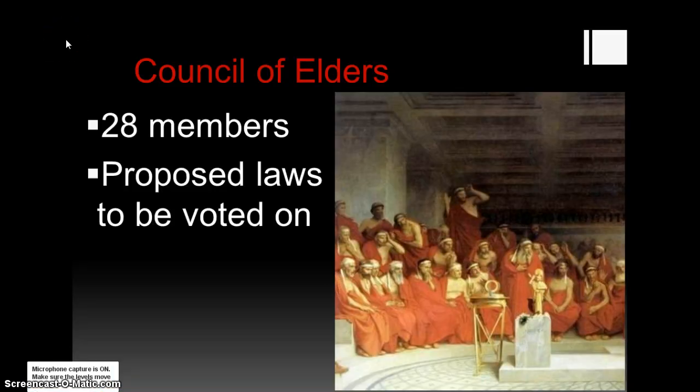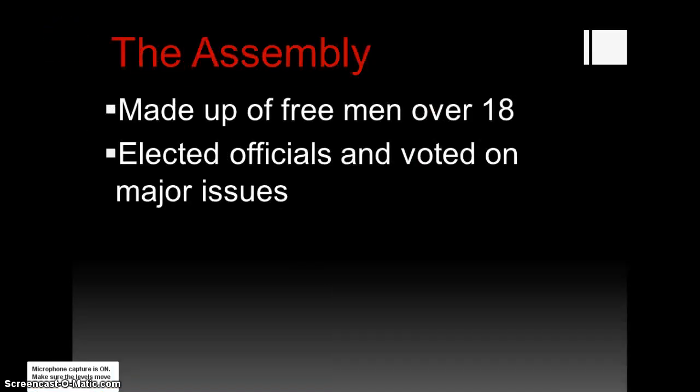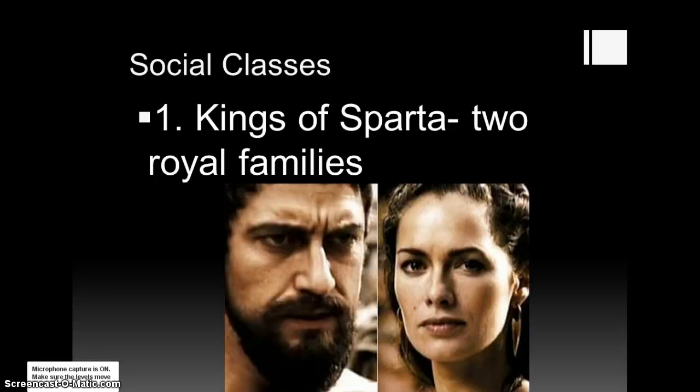So let's look at the assembly. The assembly is made up of free men over 18, so it's citizens, basically, and they vote on all the major issues that Sparta has. So it's very similar to the assembly in Athens, except you only have them voting on major issues. They don't vote on everything. In Athens, they would vote on everything.